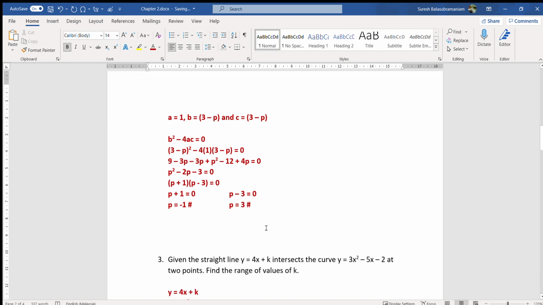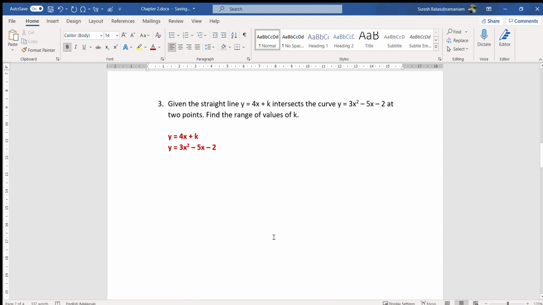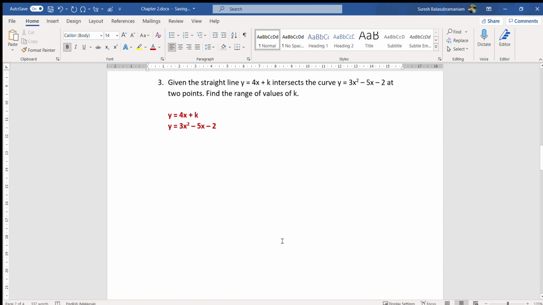Moving on to number 3. Given the straight line y equals to 4x plus k intersects the curve y equals to 3x squared minus 5x minus 2 at the 2 points given, find the range of values of k. So now the line intersects with the curve at 2 points. That means we have two solutions. We can use b squared minus 4ac more than 0. That means we have two distinct solutions.